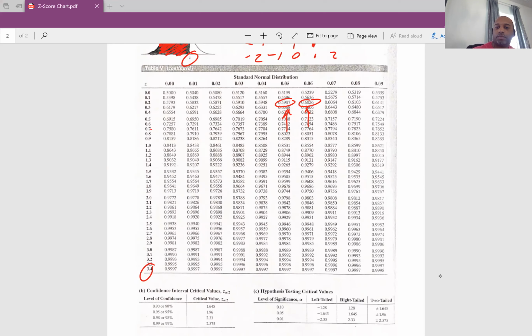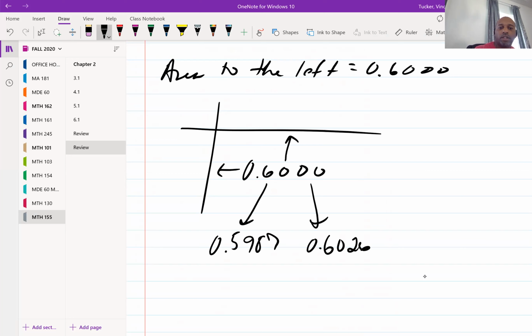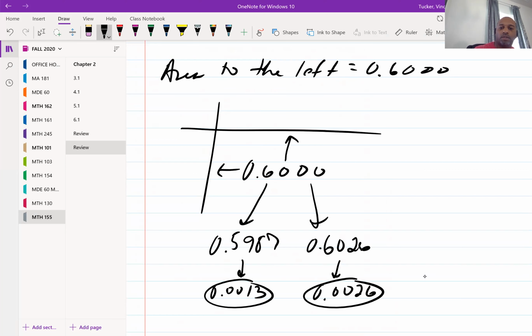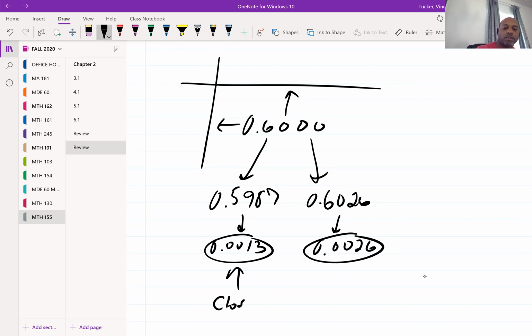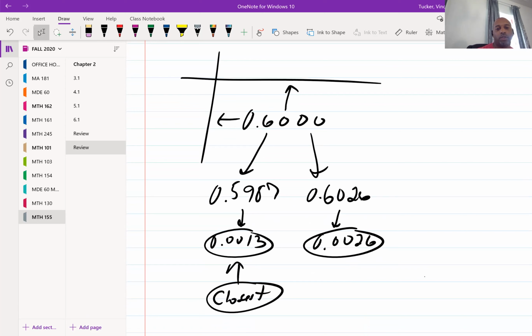So if we look at our two options, we have 0.5987 and 0.6026. You see that this one is 0.0013 away and this one is 0.0026. If I were to subtract 0.0026 from it, I get 0.6. If I were to add 0.0013 to this one, then I would get 0.6. So this one right here is closest. So that's the z-score that we're going to pull.